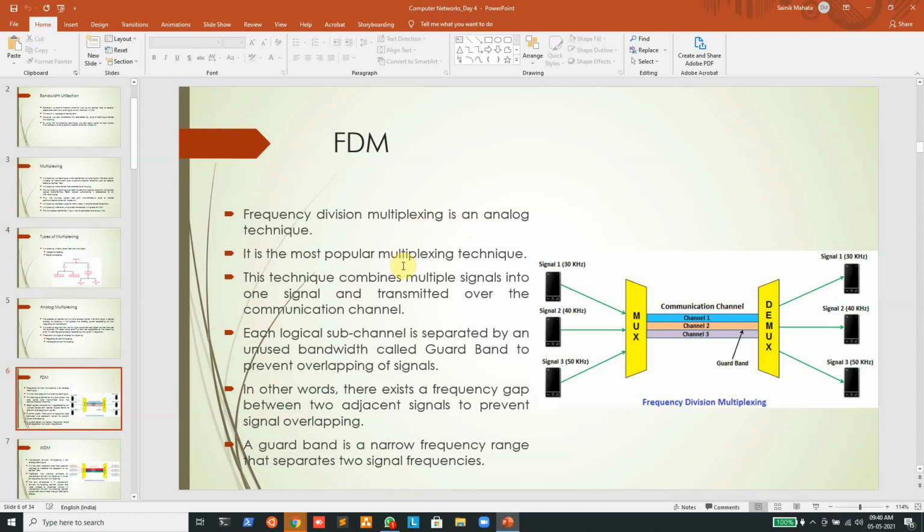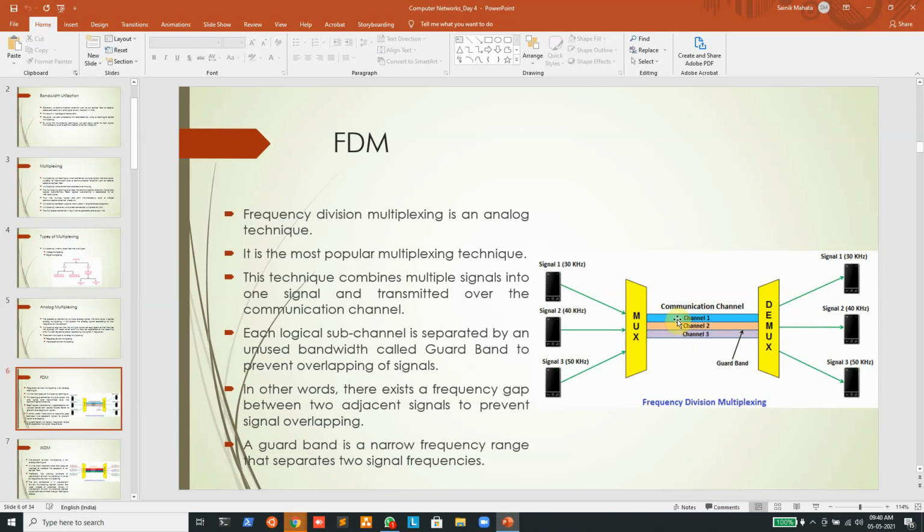Okay, so obviously frequency division multiplexing is an analog technique, and it is the most popularly used multiplexing technique that we have today. This technique combines multiple signals into one signal, and this one signal is then transmitted over the communication channel. Okay, so each logical sub channel is separated by an unused bandwidth called the guard band that I was telling you earlier. Why do we use guard bands? Because we do not want the data in channel 1 to merge with the data of channel 2. We do not want the data of channel 2 to merge with the data of channel 3, right?